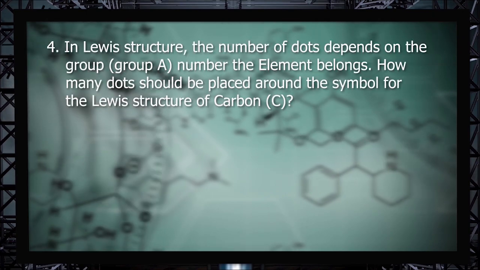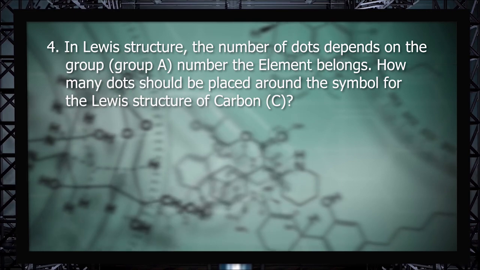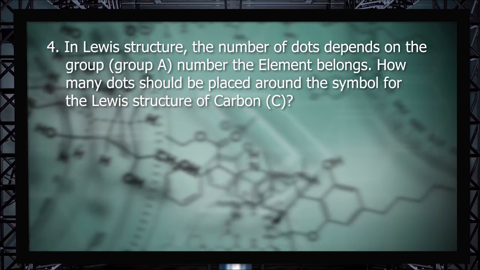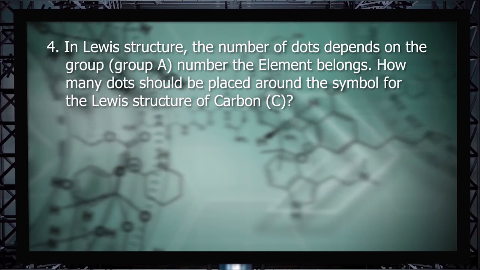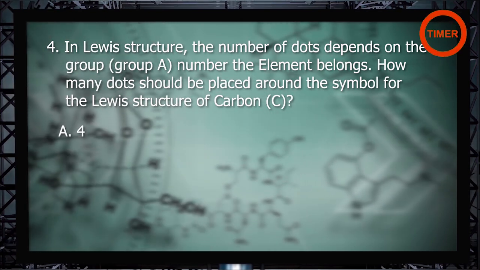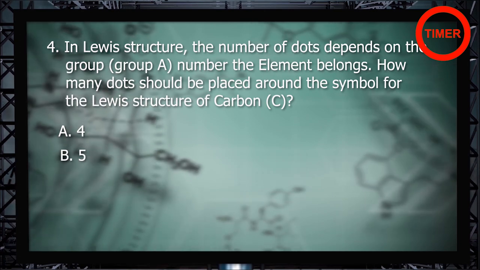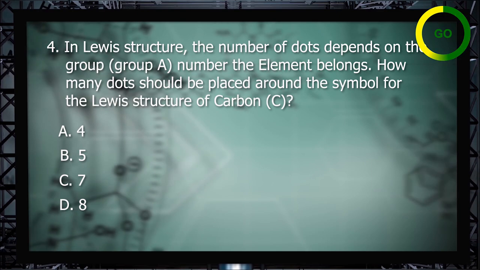Number 4. In Lewis structure, the number of dots depends on the group number the element belongs. How many dots should be placed around the symbol for the Lewis structure of carbon? A. 4. B. 5. C. 7. D. 8.